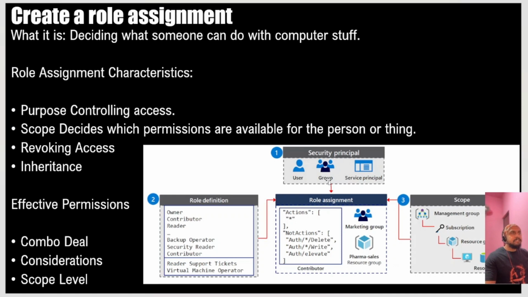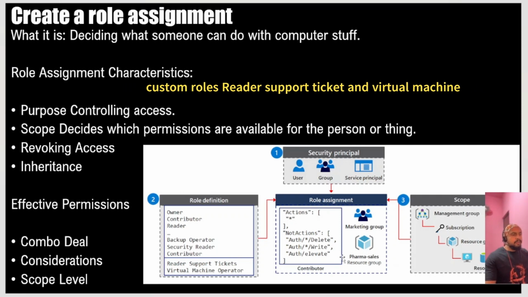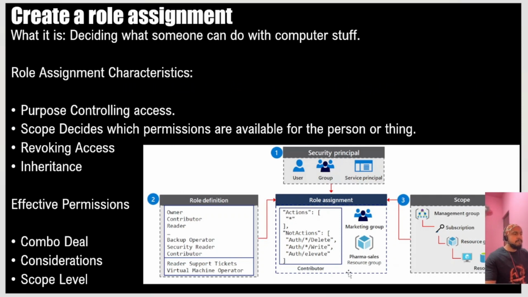Now you can see 6 built-in roles that are implemented. So you can see the roles, and then 2 custom roles are defined. So we also have 2 custom roles, like not actions and all. And then custom roles are defined. Then we have reader support tickets and virtual machine operator. The built-in contributor role has 2 sets of permissions, actions and not actions. The contributor role is defined in a different scope. You can see here, the contributor role is assigned in a different scope to the marketing group.